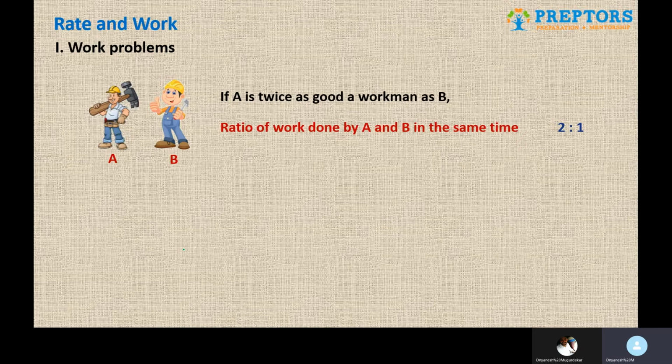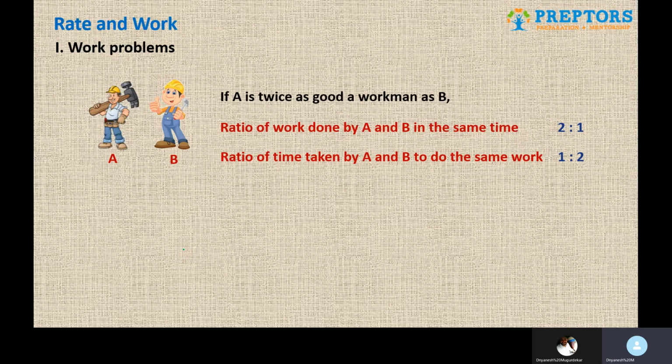Work done का ratio आ गया. The second part is time taken का ratio. So obviously work done and time taken are inversely proportional. So अगर work done का ratio 2:1 है, time taken का ratio will be 1:2. So this is one way of defining the efficiency.